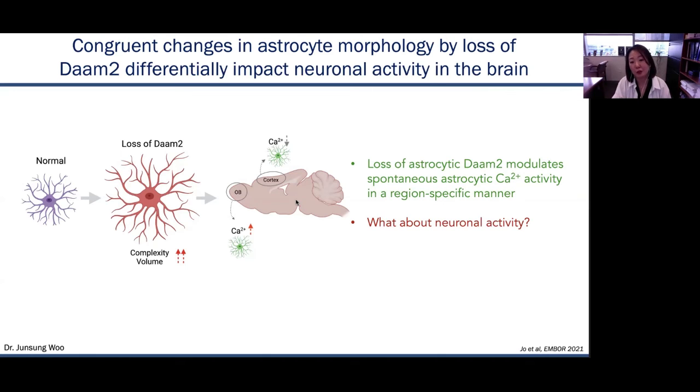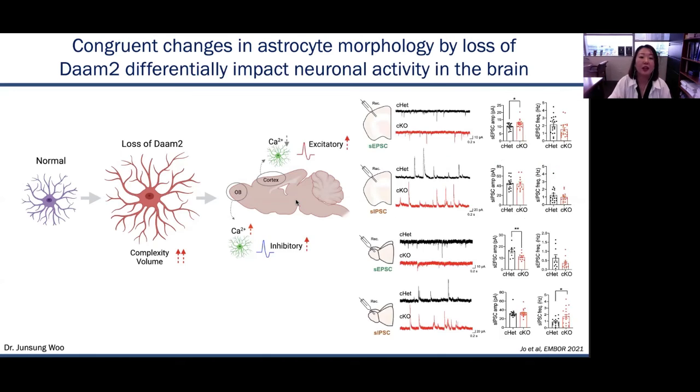Then we wondered, what about neuronal activity? And it really shows different neuronal activity. For example, in cortex, there's increased neuronal excitatory synaptic current. However, in the olfactory bulb, inhibitory cells are more active. So we are very kind of stuck there because we only manipulate it in astrocyte. And they are morphologically bigger in both brain regions, but their functional outcome is very different.